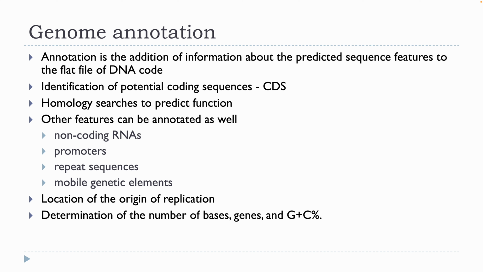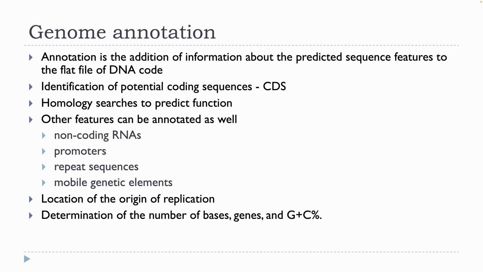We can use what we call homology searches to predict function. So we can search a large database of all known protein sequences and look at what other protein sequences look statistically similar to this one. And if they cross a certain threshold, we can say they're likely to be doing a similar job. They're likely to be located in the same cellular compartment. They're likely to share a common ancestry. But we can annotate other features apart from protein coding genes: non-coding RNAs, promoters, repeat sequences, mobile genetic elements.